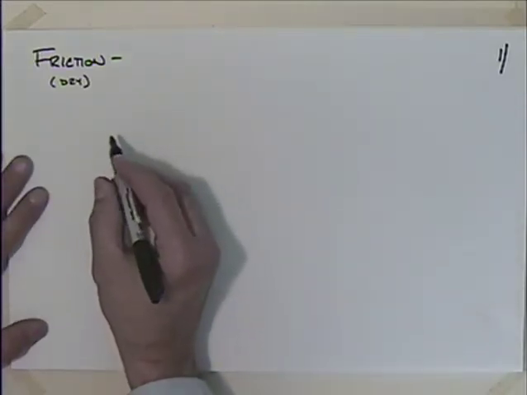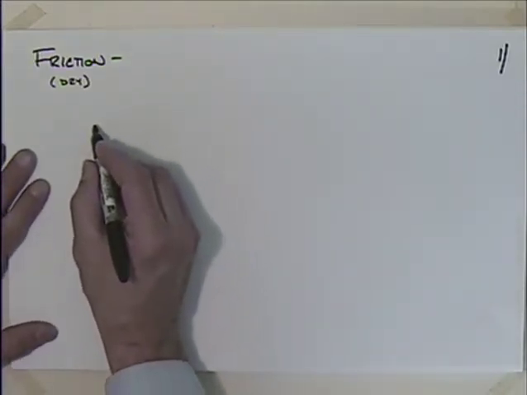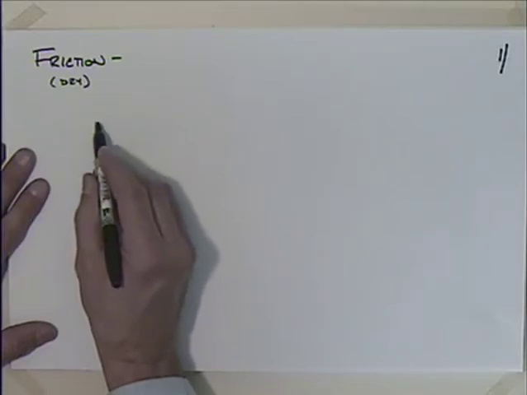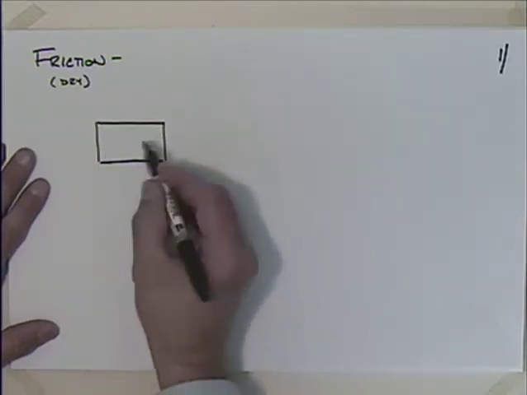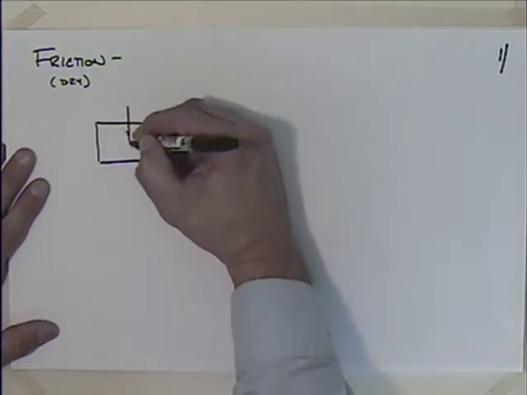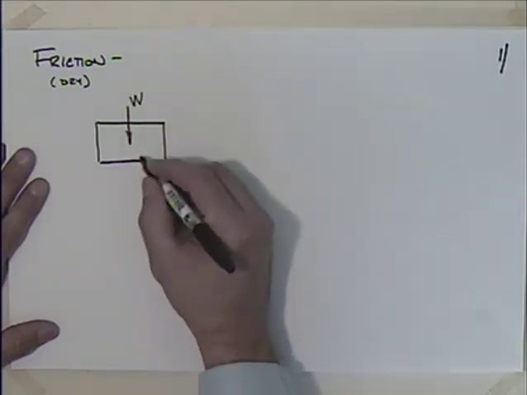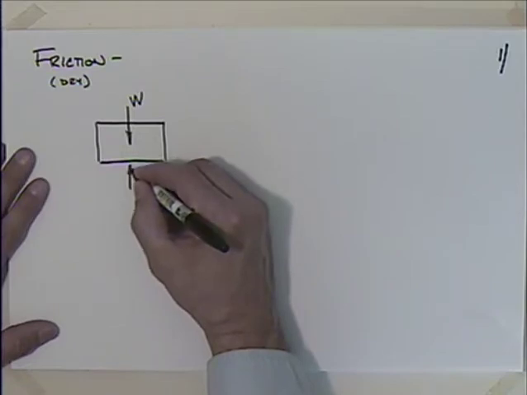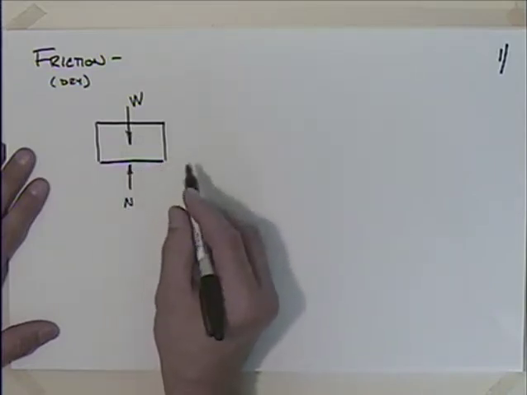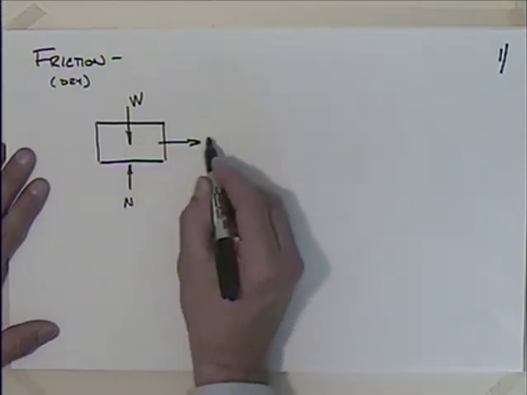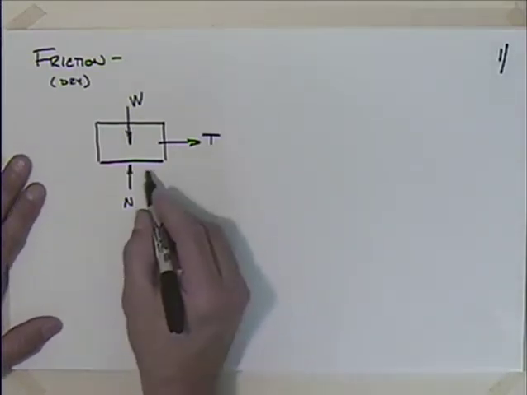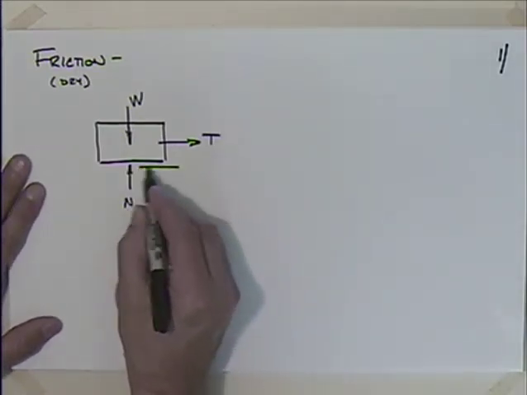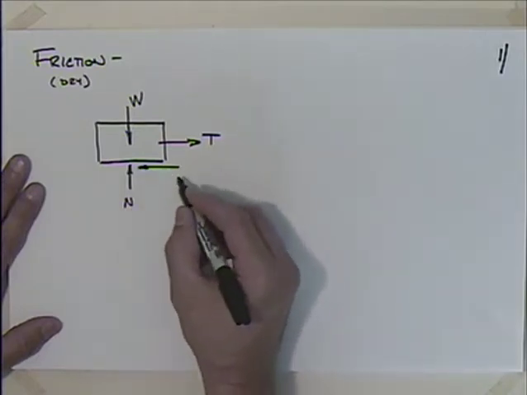Probably the best way to describe it is with a free body diagram. So let's say that we have a weight or something. So we've got some weight W, and it's going to have some normal force supporting it. So we'll say that's N, and maybe we're trying to pull it this way. We'll say we've got some tension force T pulling on it. And we could have some friction force here. We'll call this F sub S.